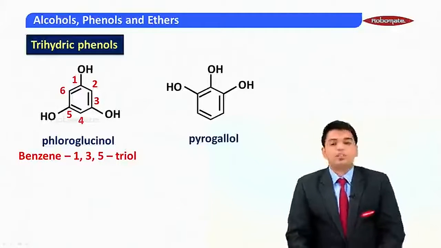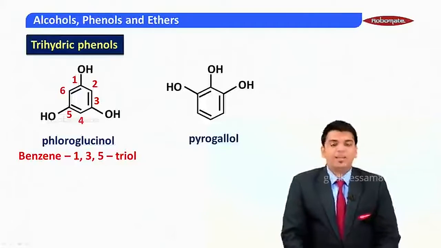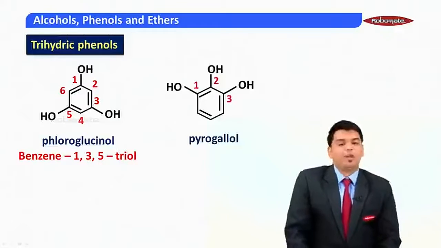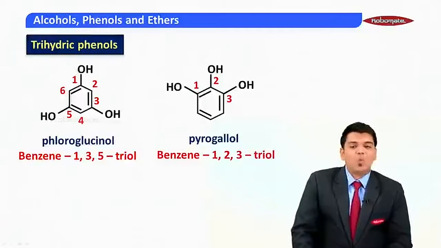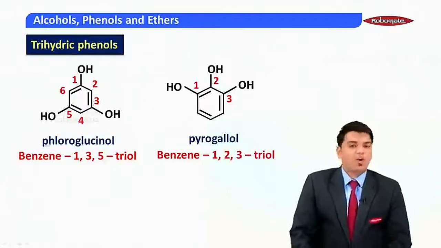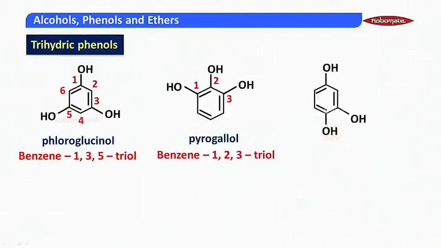The next example that we have is this benzene ring with 3 OH groups next to each other. This is called pyrogallol, and when we number we get the numbers as 1, 2 and 3. Hence its IUPAC name is benzene-1,2,3-triol.